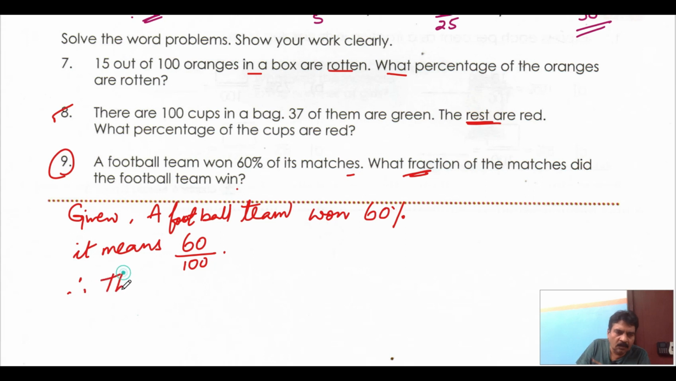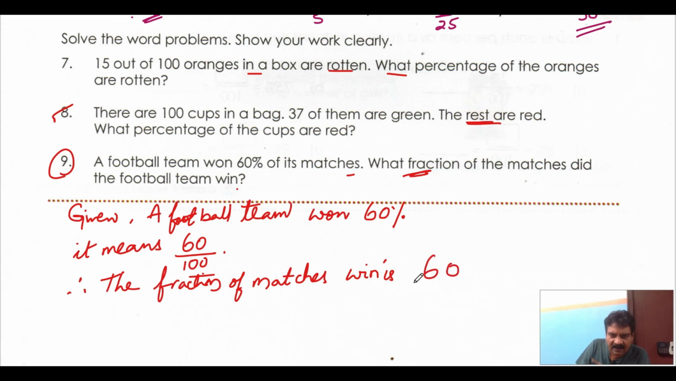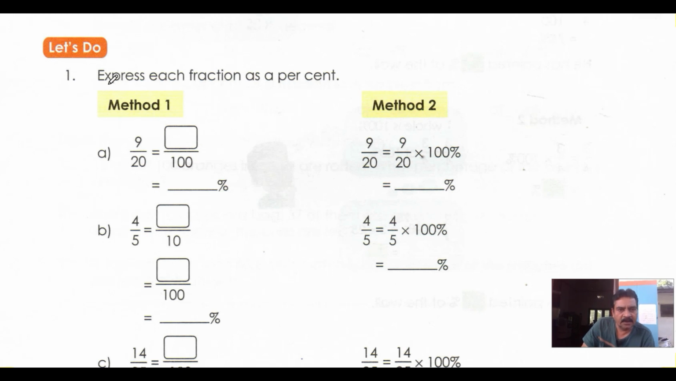Therefore, the fraction of matches won is 60 out of 100, right? This 0 gets cancelled. Okay, 2 3s are 6, 2 5s are 10, so it is equal to 3 by 5. This is your answer. Here he is asking you to express each fraction as a percent.